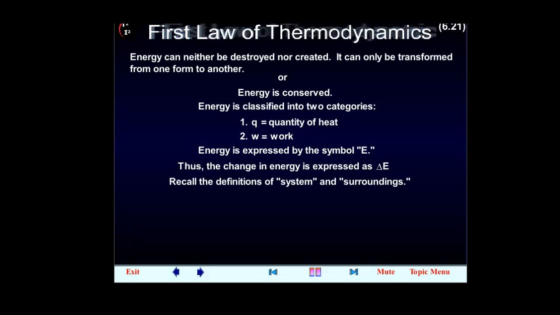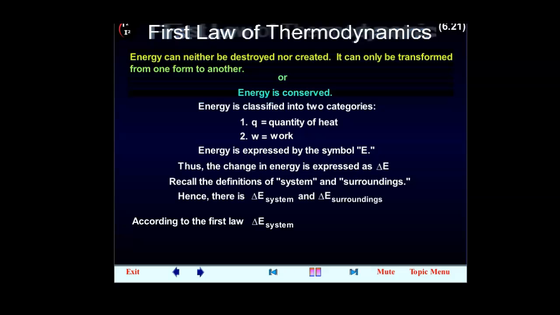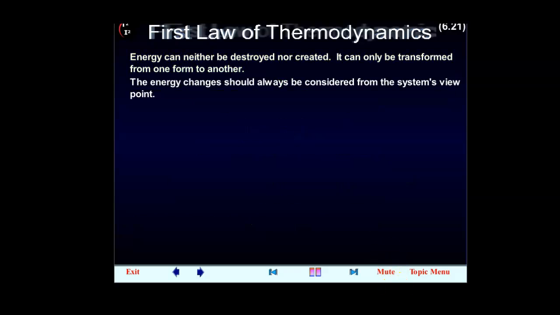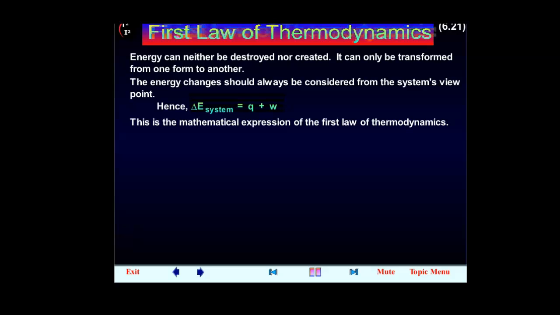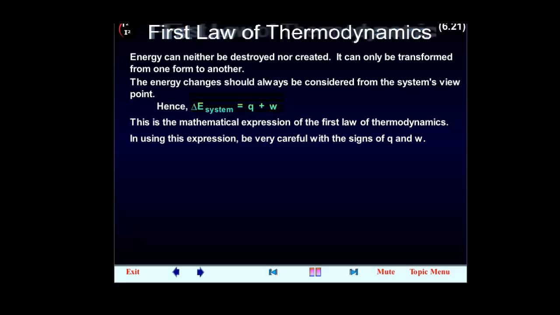Recall the definitions of system and surroundings. Hence, there is delta E system and delta E surroundings. According to the first law, delta E system equals negative delta E surroundings. The energy changes should always be considered from the system's viewpoint. Hence, delta E system equals Q plus W. This is the mathematical expression of the first law of thermodynamics. In using this expression, be very careful with the signs of Q and W.